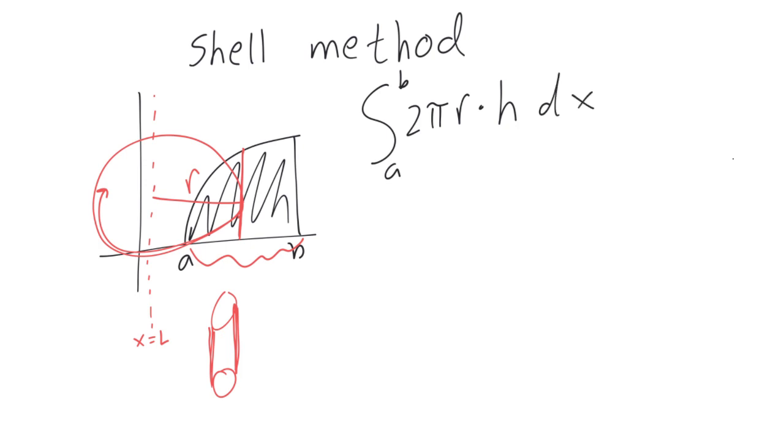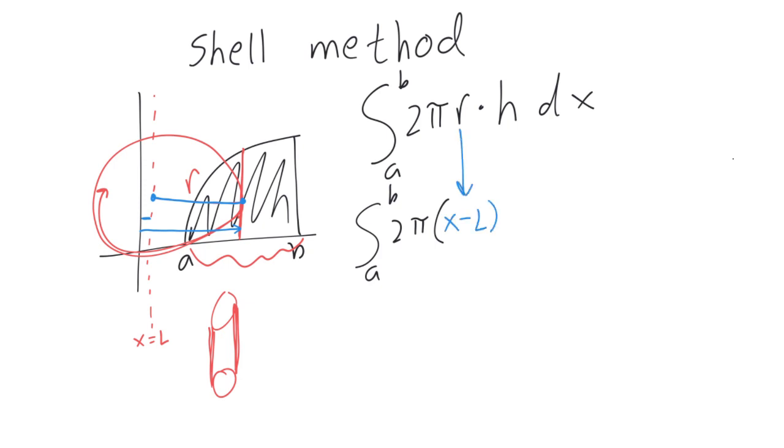Now, if we look at this example that I have here, that would be the integral from A to B of 2 pi times, what's the radius? Well, the radius is the distance from this x value to the line we're rotating. Well, that's going to be x minus L, because the total distance here is all x, but we don't want this distance included. So the radius here is going to be x minus L.